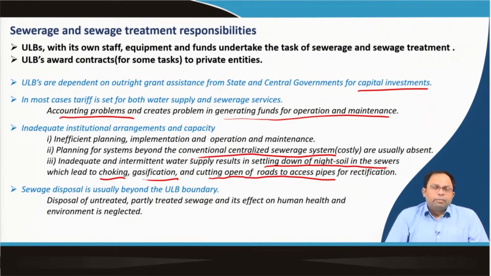And another big issue is that the disposal of sewage is usually beyond the ULB boundary, and because it is beyond the boundary, ULBs are not bothered about it. That means they do some treatment, of course, but sometimes, whenever the load is high, such as during the rainy season, they will dispose of untreated or partly treated sewage, and this causes a lot of health and environmental problems in the disposal area. But because it is not the responsibility of the ULB, they may ignore it. So, these are some of the issues that we are facing in Indian cities.